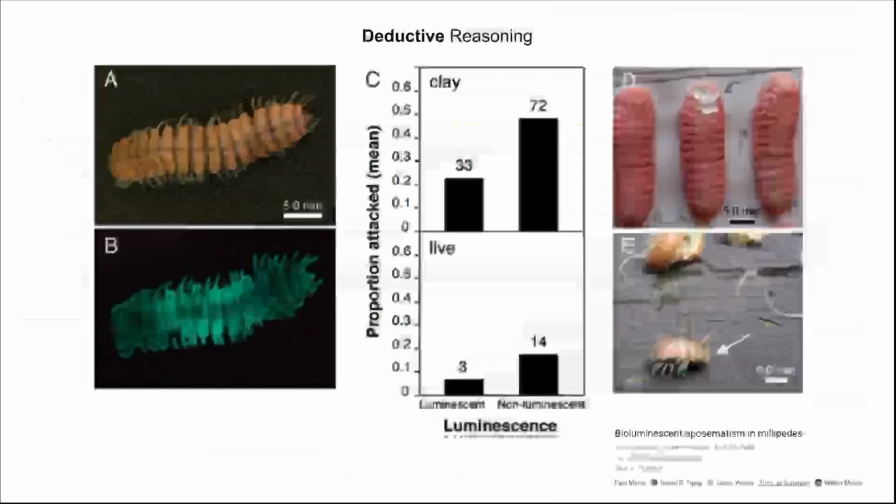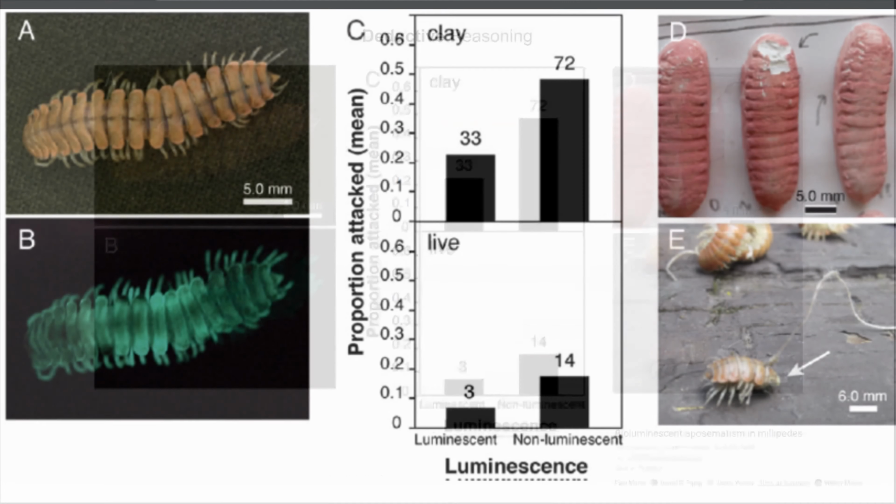And so now is an example of a paper that is using deductive reasoning to try to explain why these millipedes glow in the dark. And this is a great example because it's a very simple experiment. And the hypothesis was that the luminance, the glowing, was to warn predators that this millipede is toxic. It produces cyanide, so it's not a good thing to eat.